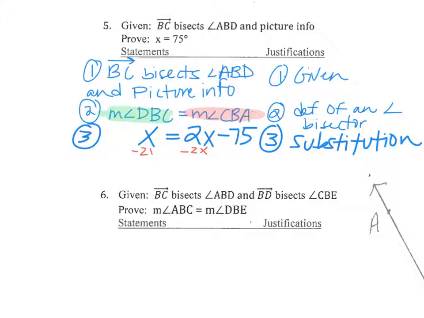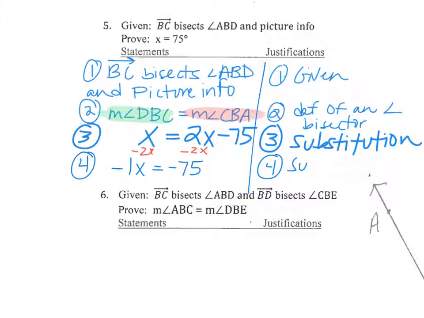If you want to show your work, you can, but remember you don't have to technically, because what we care about is the part that's in blue. It'd be negative 1x equals negative 75. How did you get that? Subtraction property of equality.